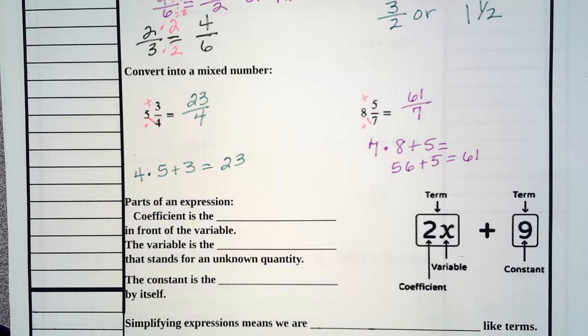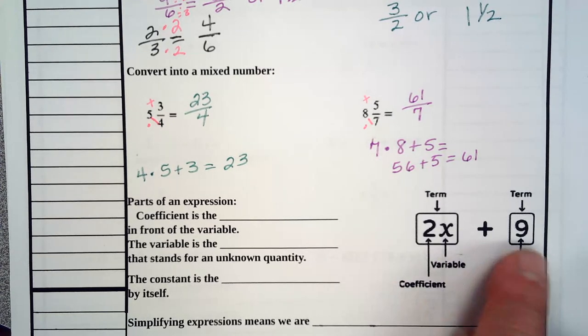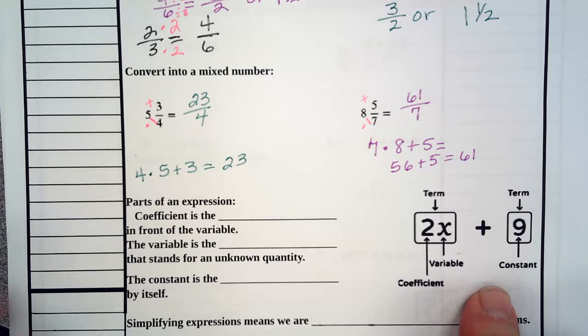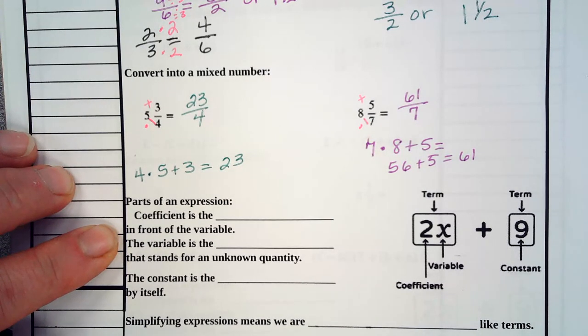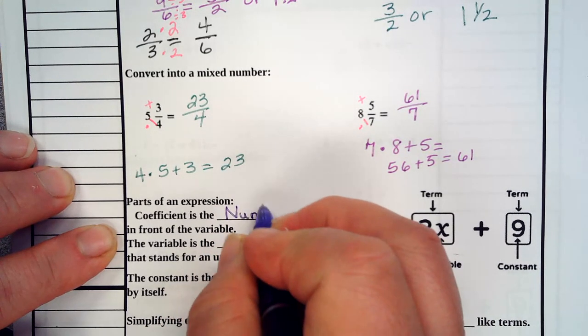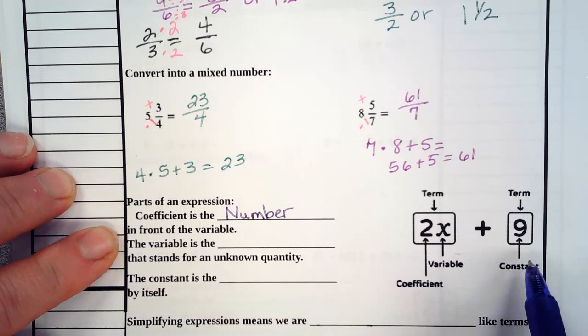So let's look at today's lesson. What are the parts of an expression? Well, if you notice, you've got terms that are connected either by a plus or it could be a minus. The coefficient is the number in front of the variable. So here's your coefficient of 2. This doesn't have a variable, so it's not a coefficient.